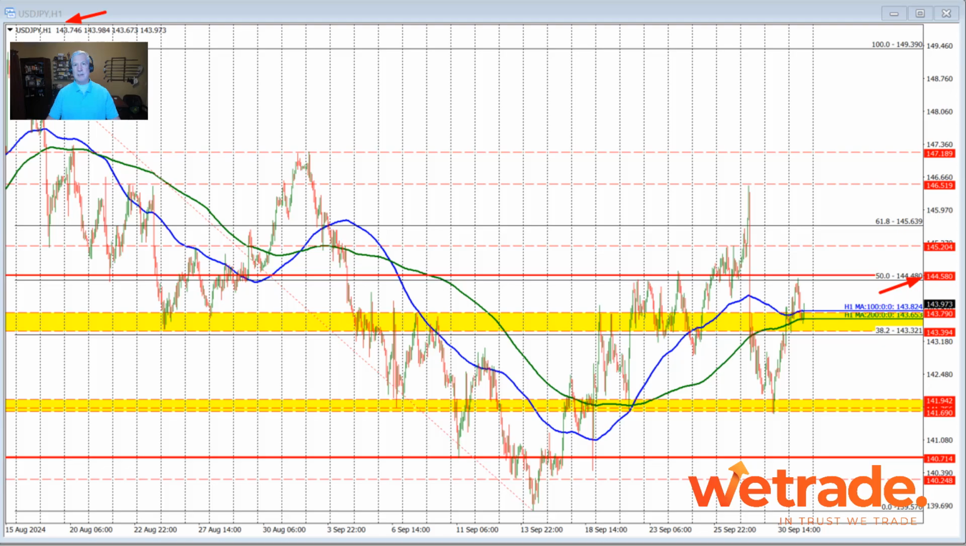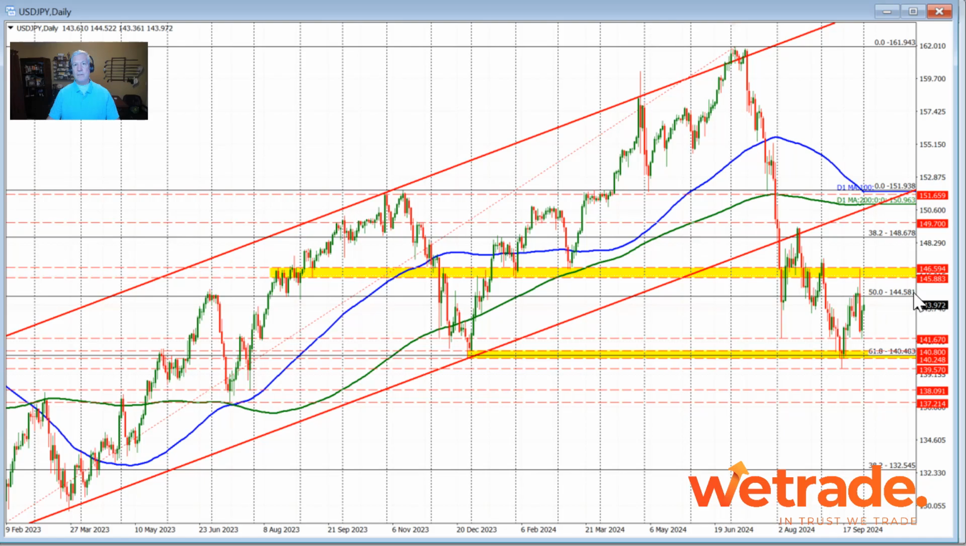Now, we did come up toward this 144.58 level. What's the significance of that? Well, if we go to the daily chart and look at 144.58, that's a 50% retracement of this move up from a January 2023 low to the high price that we saw here in 2024. The 50% comes in at 144.58. In last week's trade, we didn't move above that level, but could not sustain that, rotated back to the downside.